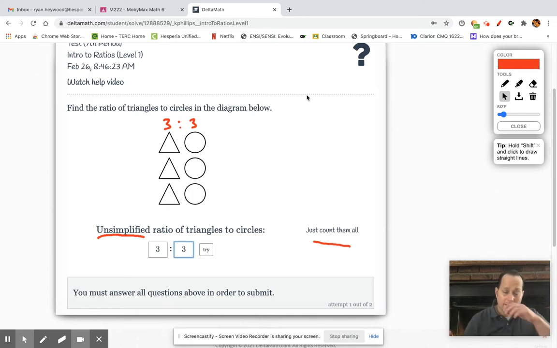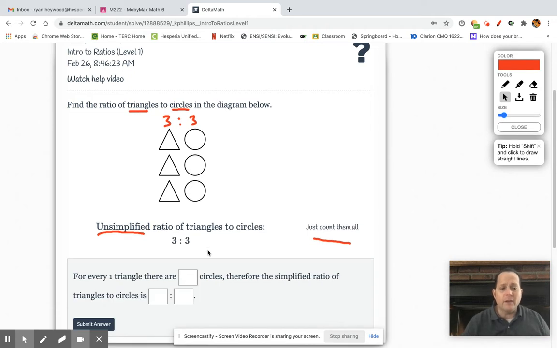Now, one thing that you're going to want to get in the good practice of doing is to actually really read the problem. So this is triangles to circles, okay? So later on, it's going to be very important that you read that, because it's not always going to be one shape to one shape. It's going to be a different thing, or it might be circles to triangles, which then changes the ratio. All right. And then after we do that, we push try, and we got that one right.